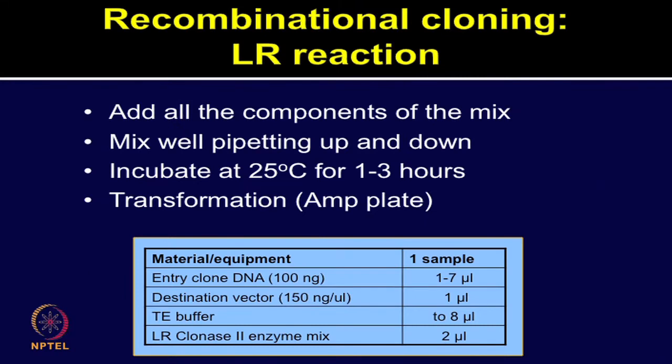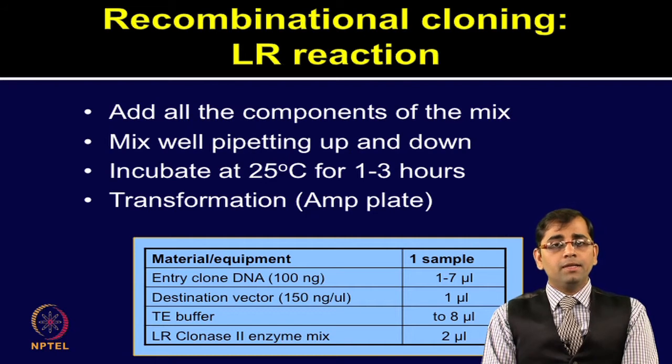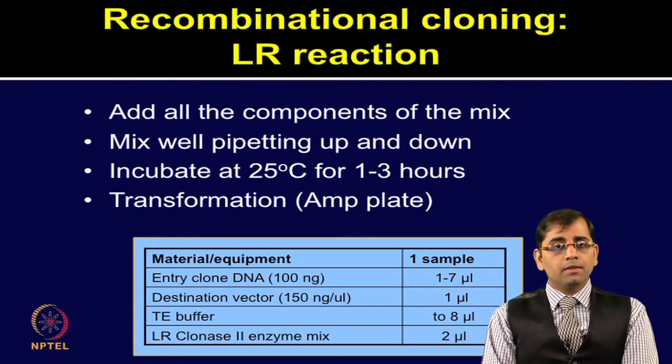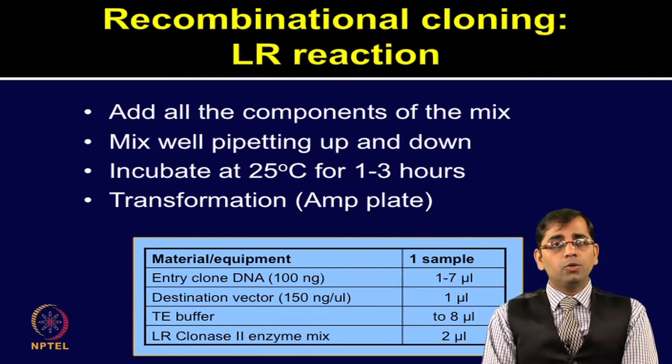Let us now discuss the recipe for LR reaction. To perform the LR experiment, one needs to take the entry clone DNA obtained from the BP reaction. Around 100 nanogram is ideally required. Then you need a destination vector, which is a vector of your choice, at 150 nanogram per microliter concentration. You also need TE buffer and LR clonase 2 enzyme mix.